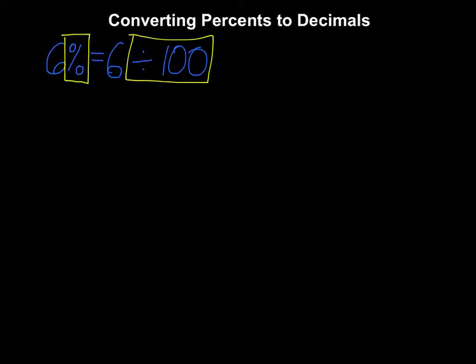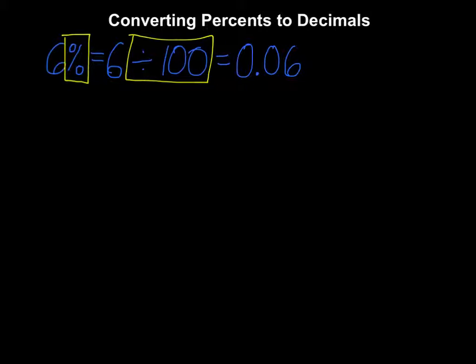Now, since I want a decimal for my answer, the nice thing about dividing by 100 is it will just move the decimal. Specifically, it will move the decimal 2 times, and it will make the number smaller. So the decimal on 6 would be right here. So moving it once would make this 0.6, and moving it twice would mean I need an extra 0 in front of that 6. And so this becomes 0.06.